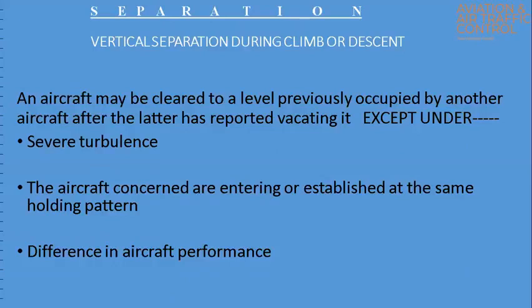Vertical separation during climb or descent. An aircraft may be cleared to a level previously occupied by another aircraft after the latter has reported vacating it. This simply means that suppose one aircraft is maintaining flight level 240, the controller has given that aircraft descend to flight level 110, and that aircraft reports leaving flight level 240 for flight level 110. So this level 240 will be allotted by the controller to the next aircraft.